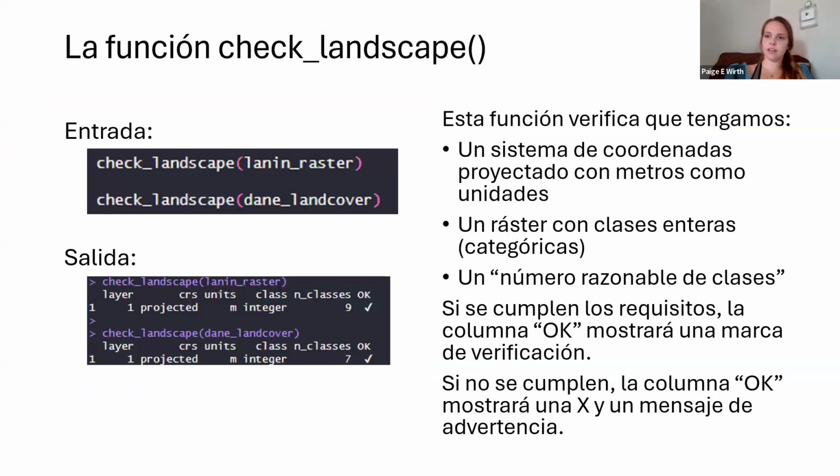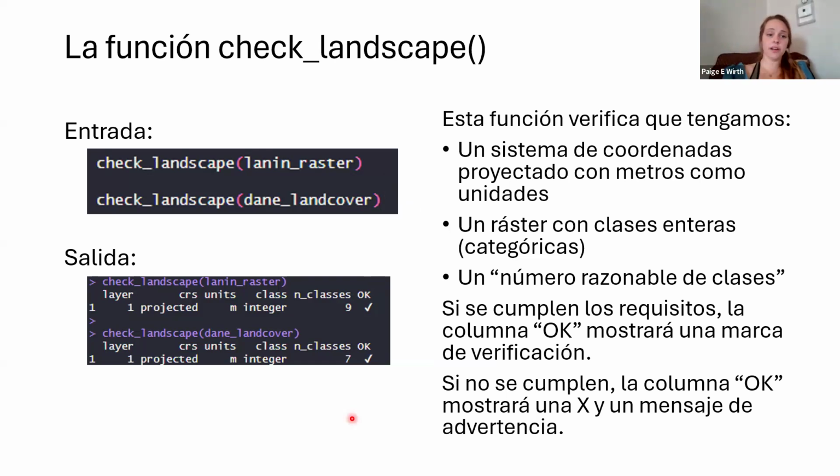So now we're going to go ahead and get started with some of the functions that are available in the landscapemetrics package. This first function is called check_landscape. You should run this function every time that you load in new raster data to make sure that it is compatible with the landscapemetrics package. So we're going to run it both for Lenine National Park on the top and then Dane County on the bottom. And then this is the output that you'll see for that function.